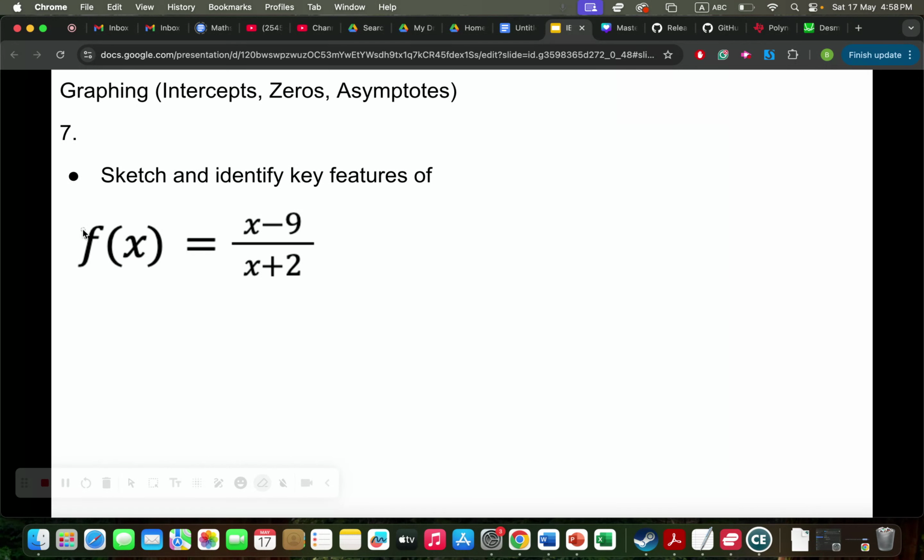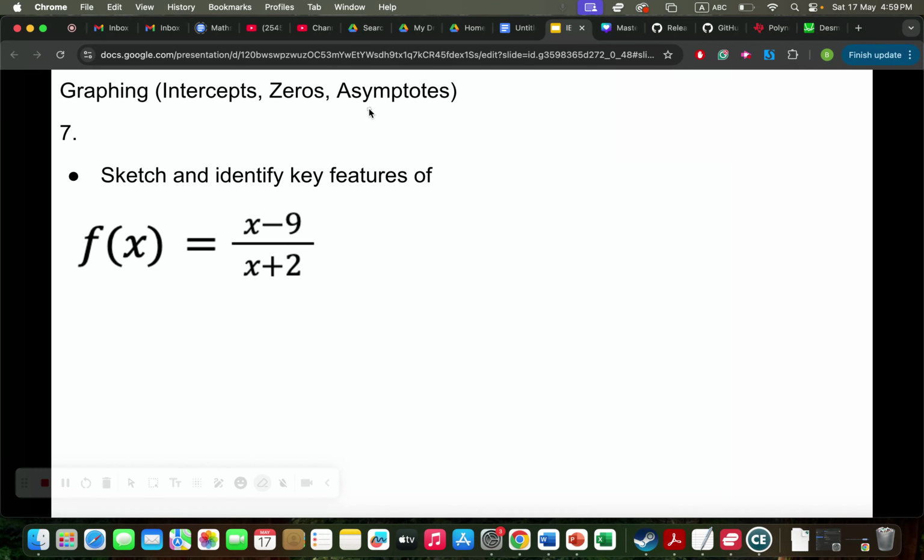Now what we're going to do is we're going to sketch and identify key features of this graph. So again, if you're going to get some strange looking function like this, which is x minus 9 over x plus 2, and you are asked to identify some of the key features here, what we want to do is to use the calculator to help us with this. Now again, with the AA course, you should be able to identify how to find a horizontal asymptote and a vertical asymptote without the use of the calculator. Okay, this is something that needs to be done in this course.